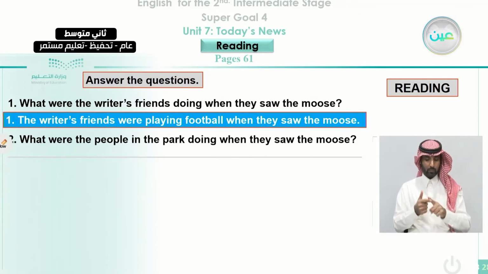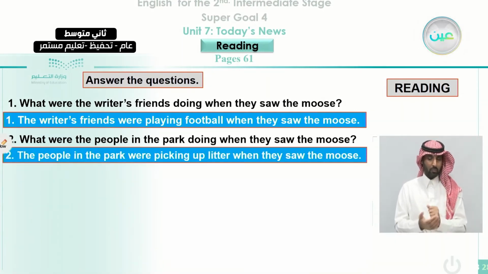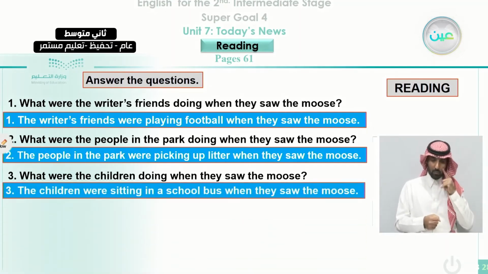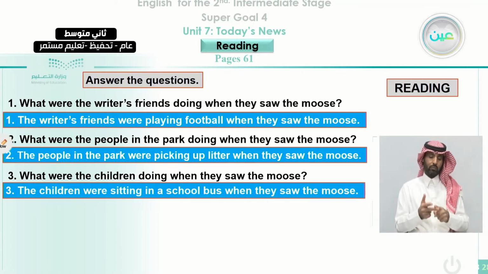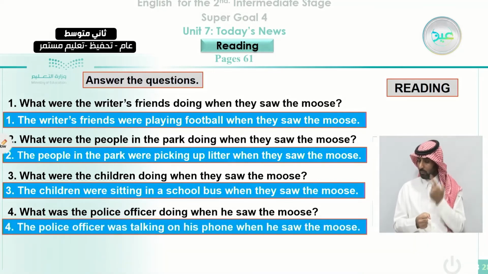Number two, what were the people in the park doing when they saw the moose? Now we're talking about the other people in the park. The people in the park were picking up litter when they saw the moose. Also number three, what were the children doing when they saw the moose? The children were sitting in a school bus when they saw the moose. Again, three actions, and also three other actions. The other three are simple and the other ones are continuous. Number four, what was the police officer doing when he saw the moose? The police officer was talking on the phone when he saw the moose.